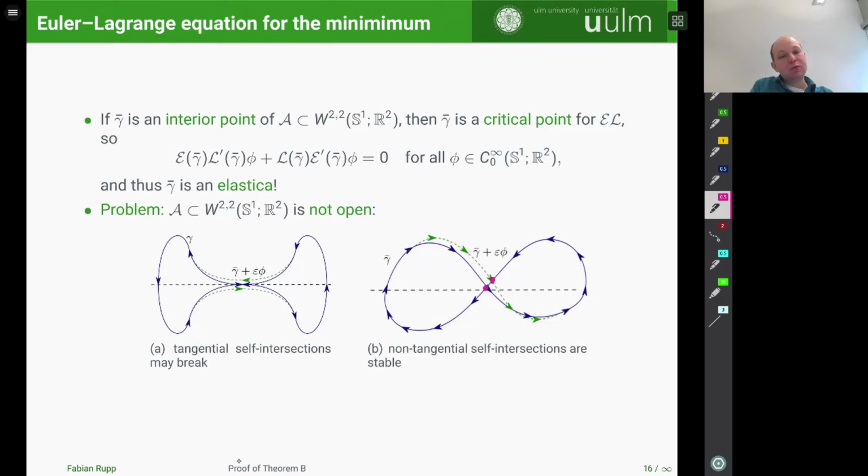Good. What does this mean? It means that in order to prove our main result, we want to show that gamma bar is an elastica, and we want to rule out basically these tangential self-intersections. So what we do is we carefully study this set where the curve intersects itself, the set of self-intersections, which can be seen as kind of a free boundary of this variational problem. And we will analyze the properties of this set very carefully.